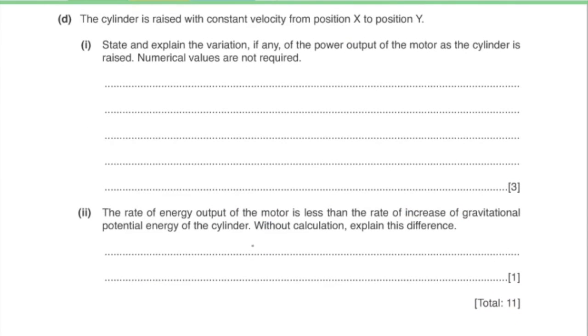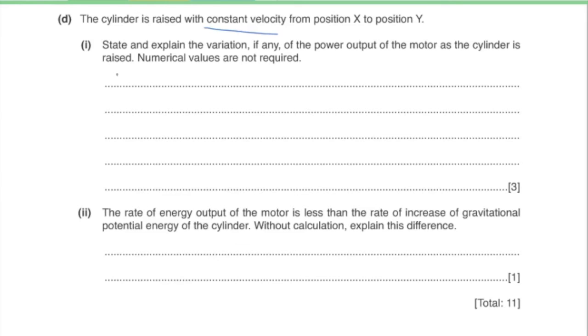Part D, the cylinder is raised with constant velocity from position X to position Y. State and explain the variation, if any, of the power output of the motor as the cylinder is raised. When the cylinder starts to get onto the surface of the oil from position X to position Y, the depth of the cylinder in the container decreases, which decreases the upthrust force on the cylinder since they are directly proportional. As a result, tension needs to increase from 360 newtons to balance the cylinder's weight of 560 newtons, because the cylinder has to move with constant velocity, and the weight of the cylinder and the tension in the wire act in opposite directions. So the power output of the motor increases too.